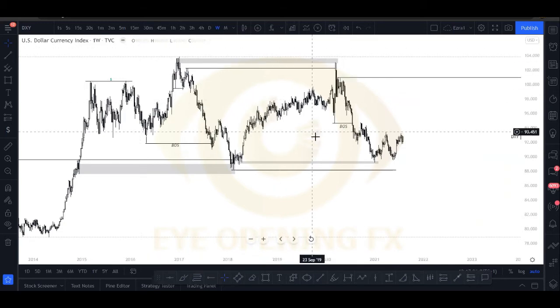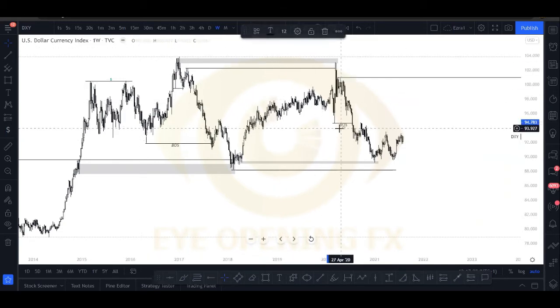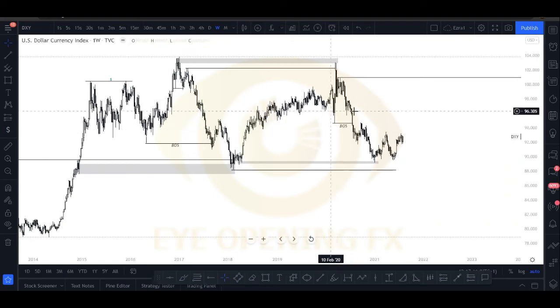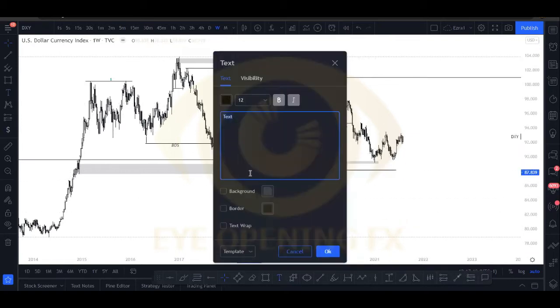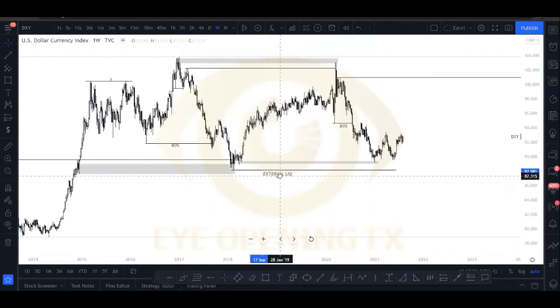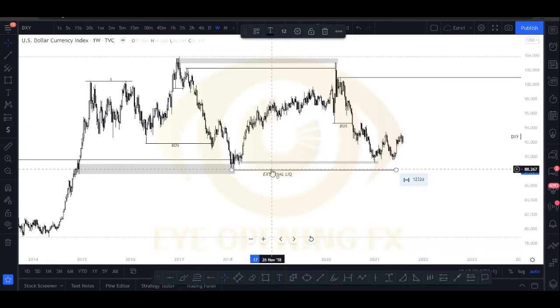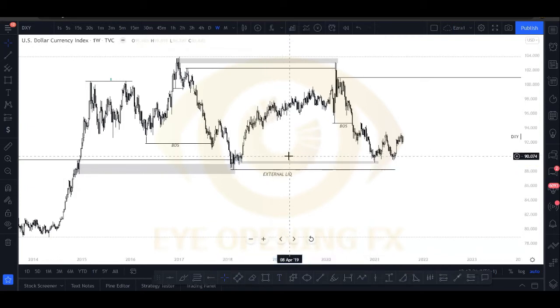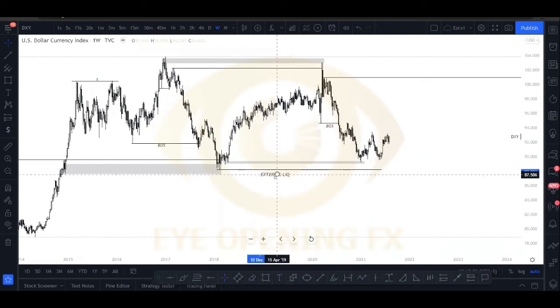So this has shown us that because we had this area as our break of structure, the first thing is that this is our external liquidity, which is our swing trade or position trading target. But the market cannot easily take it like that.